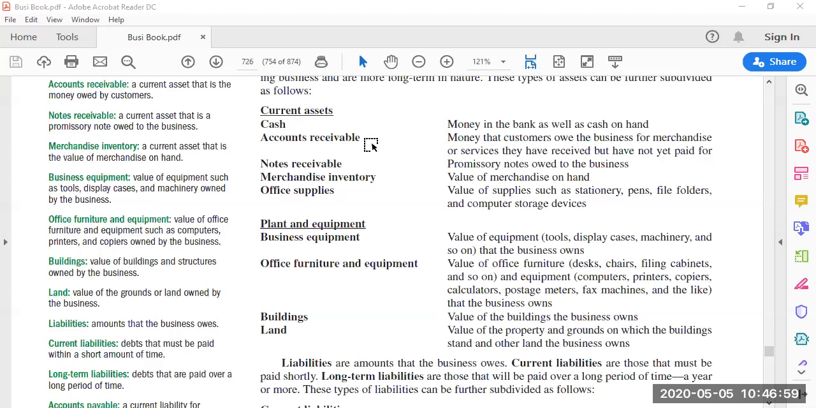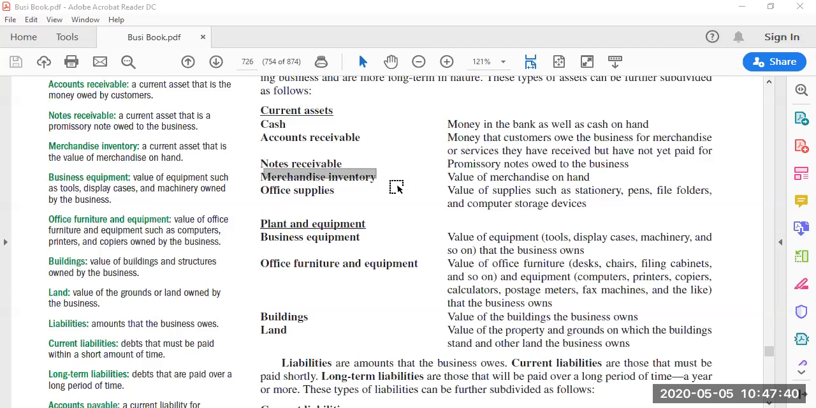We set up an account with our customers, and when our customers purchase on credit, that account with that customer is an account receivable until they pay us whatever they owe us. Notes receivable is another current asset, and these are promissory notes owed to the business. If the company lent money to someone else, then these notes or loans are owed to the business and they are receivable. Therefore, we call them notes receivable.